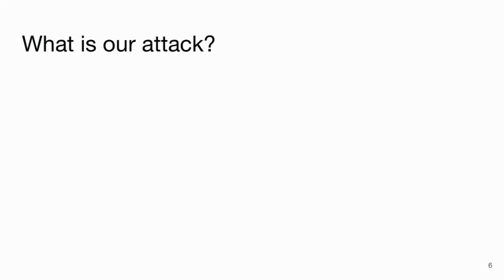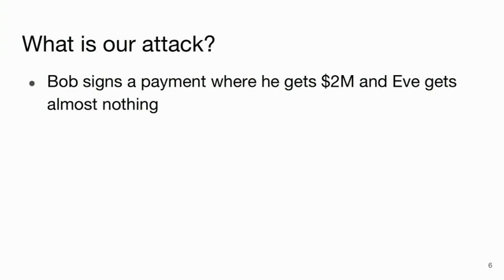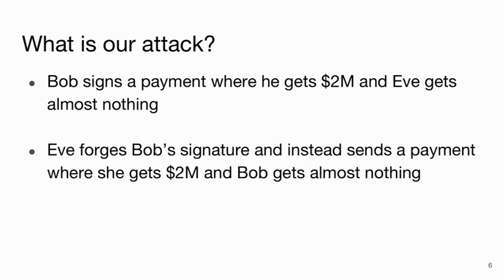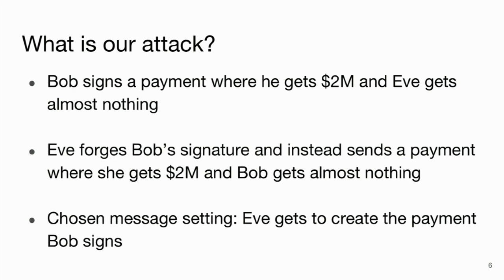Okay, so what exactly is our attack? The basics of our attack are the following. Bob signs a payment where he gets $2 million US worth of IOTA, and Eve gets almost nothing. Eve then forges Bob's signature on a different payment where she gets $2 million worth of IOTA, and Bob gets almost nothing.